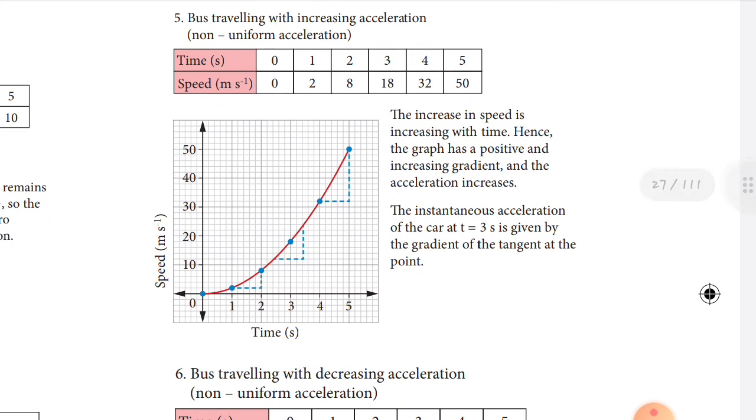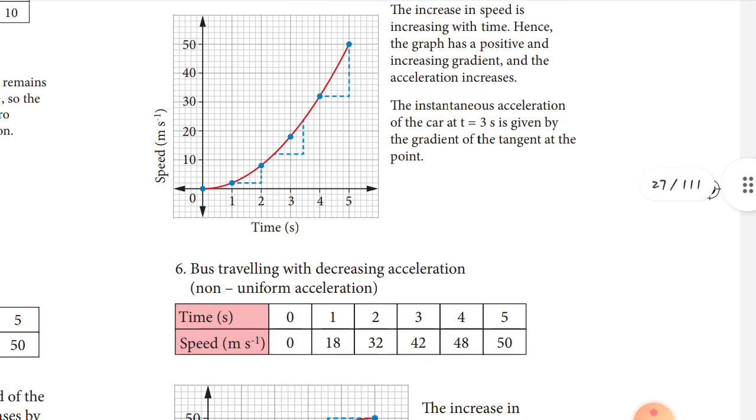See the fifth one, bus traveling with increasing acceleration. Increasing means the speed value will be increasing. Speed will be moving to the highest value. Time will be 0 to 5 seconds constant, and speed will be increasing 0 to 50 meter per second. Here the instantaneous acceleration means the slope. It will be the gradient of the tangent at the point.